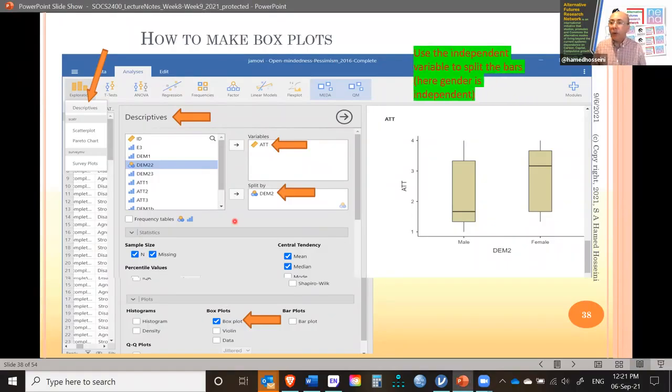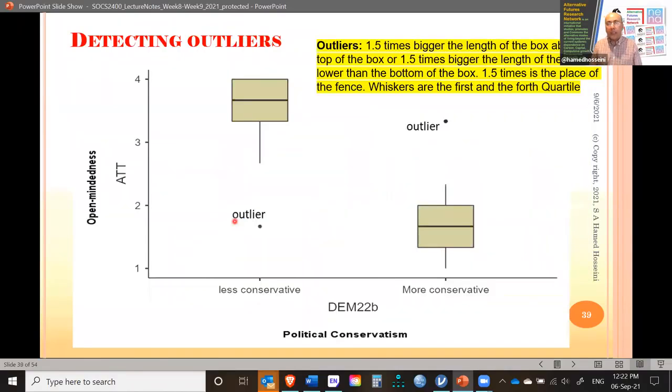Okay, and here is the point. Use the independent variable to split the bars, where here gender is independent. Now I did the same with the more conservative, less conservative, and the beauty of the box plot is that it can also find the outliers, right? The outliers are so annoying.